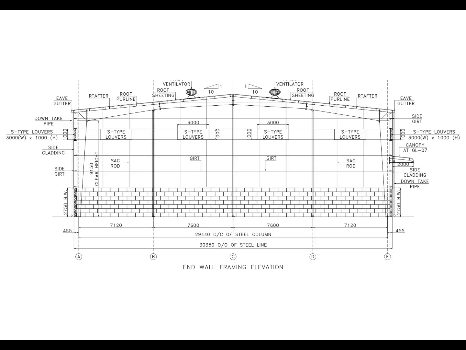So the key point from this slide is simple. When you see the label sag rod in an end wall framing elevation, identify its exact location within the framing bay and distinguish it from the adjacent GIRT and main framing members. This is the first step toward correctly understanding and detailing the member in a real PEB project.